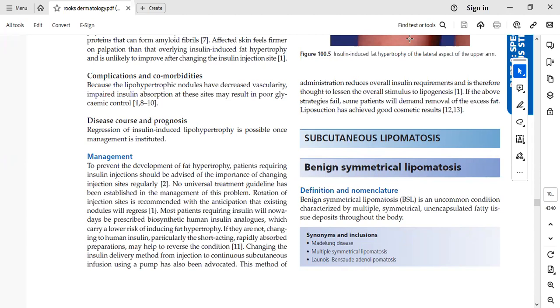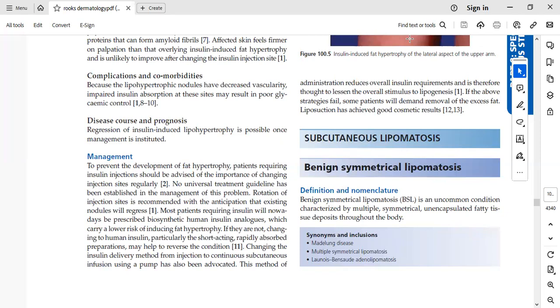Today I'm going to teach you chapter number 100 of Rook's, which is other acquired disorders of subcutaneous fat. Today we are going to cover the topic subcutaneous lipomatosis, which includes benign symmetrical lipomatosis. First of all, we are going to discuss benign symmetrical lipomatosis.